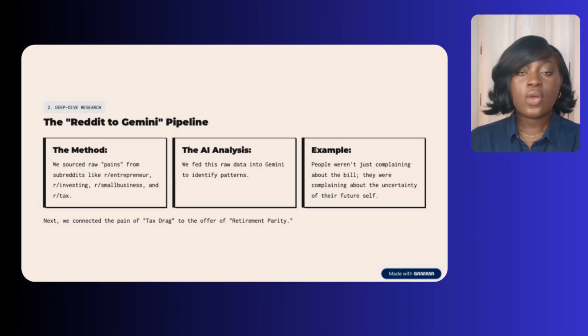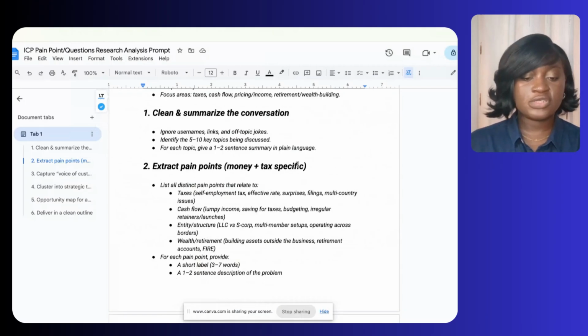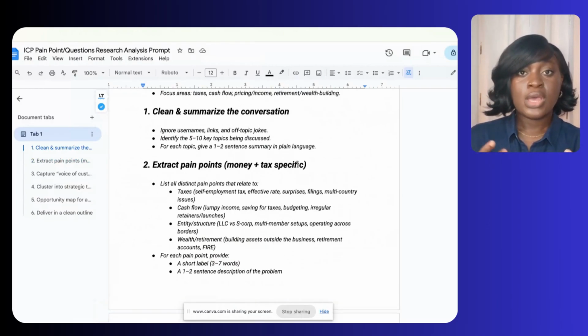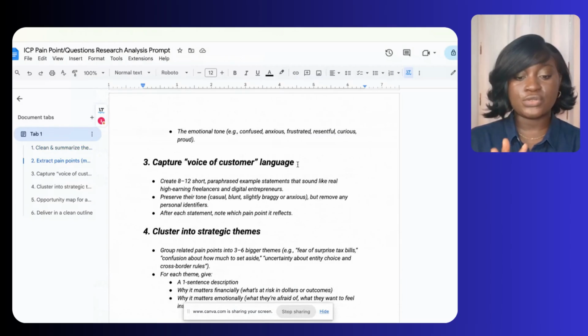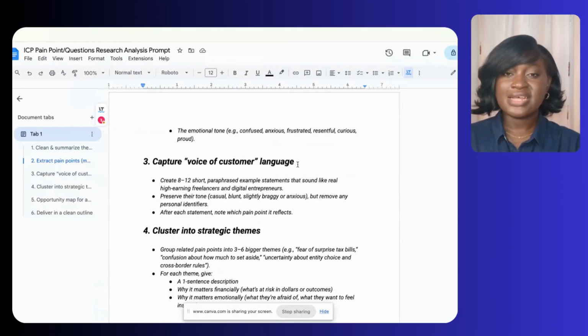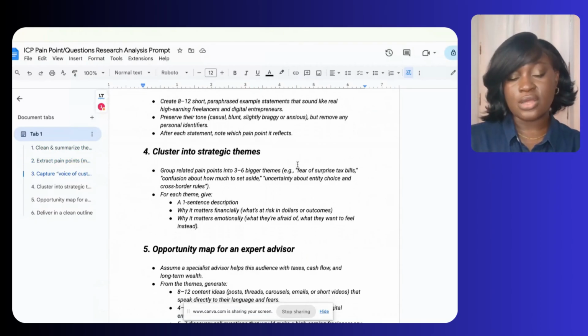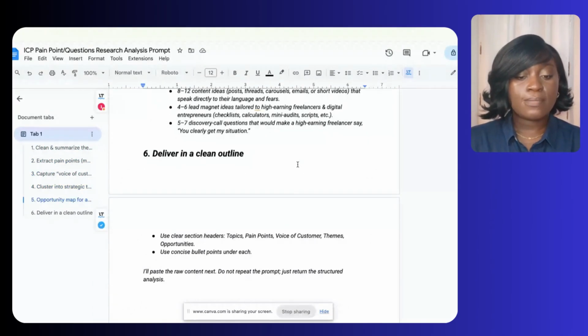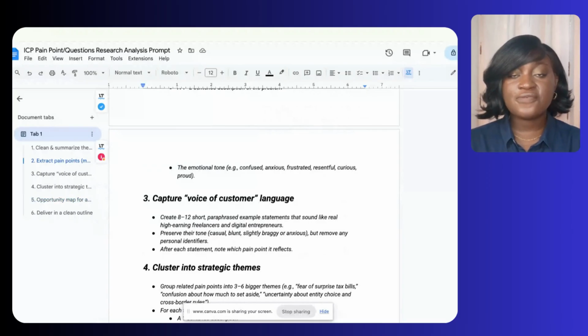After we saw these conversations, we took some of them into an LLM. We use Gemini, and we used this prompt to refine the raw data. That's because you can't really work with the raw data. I mean, you can sit down and go through it, but it's a waste of time. You might as well analyze it using an LLM. So we prompted Gemini to clean and summarize the conversation, extract pain points, and capture the voice of customer language. That's because you're using this to write your copy, in your VSL, your landing page, and your lead magnet copy. We also asked it to cluster the data into strategic themes, map out opportunities for an expert advisor, and deliver it in a clean outline.